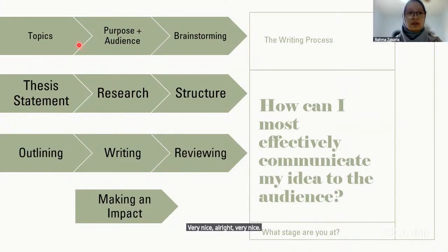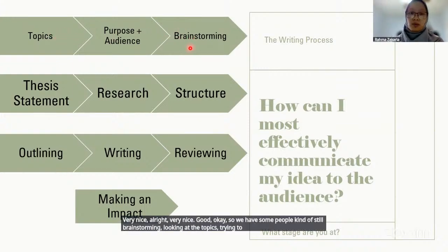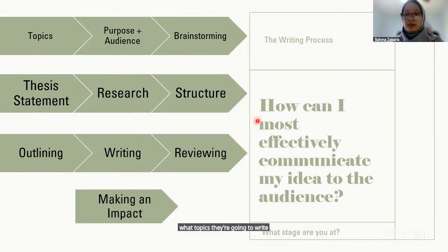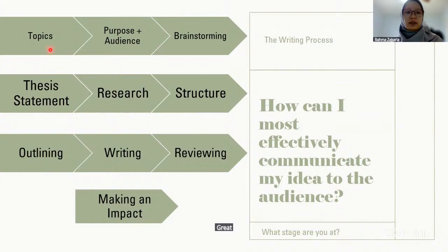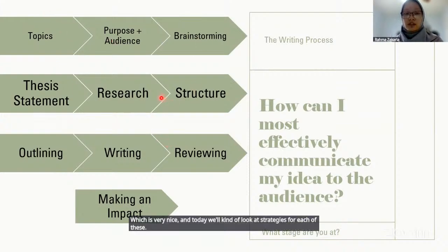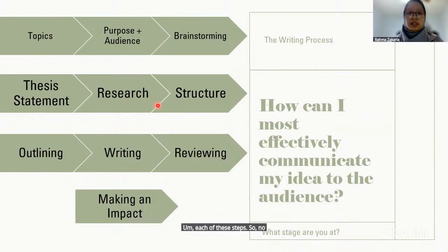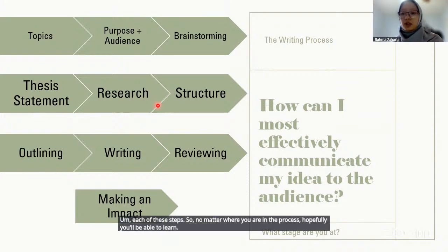Good. Okay, so we have some people kind of still brainstorming, looking at the topics, trying to think about what topics they're going to write about. Okay, we have some people who've already started writing. They're nearly done. And then they're going to go back and proofread, review, and try to make sure that their writing is really strong. Great. Okay, so we have people in all different parts of the writing process, which is very nice. And today we'll kind of look at strategies for each of these steps. So no matter where you are in the process, hopefully you'll be able to learn some new techniques.